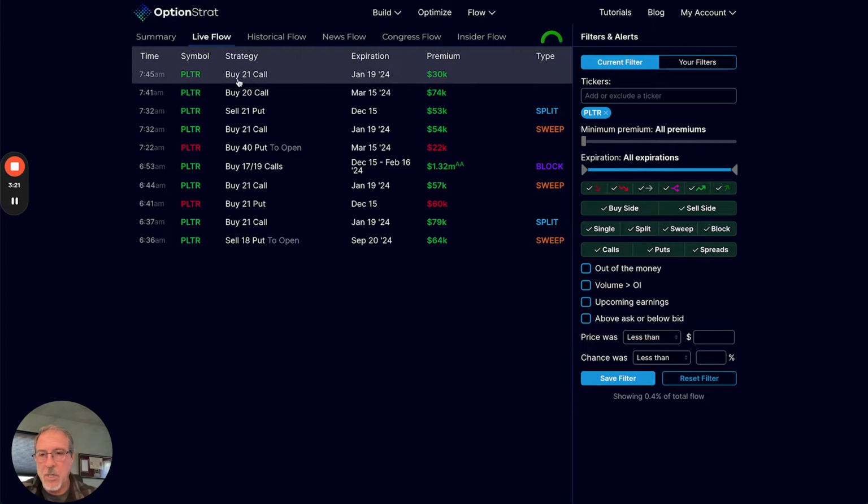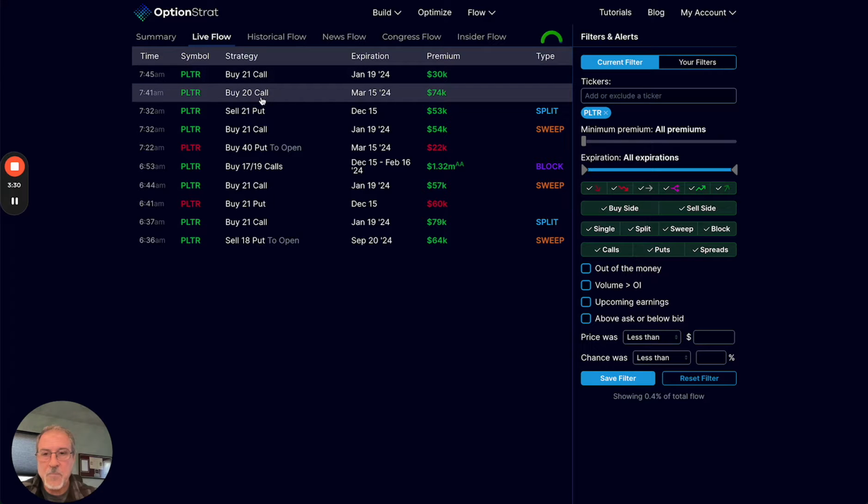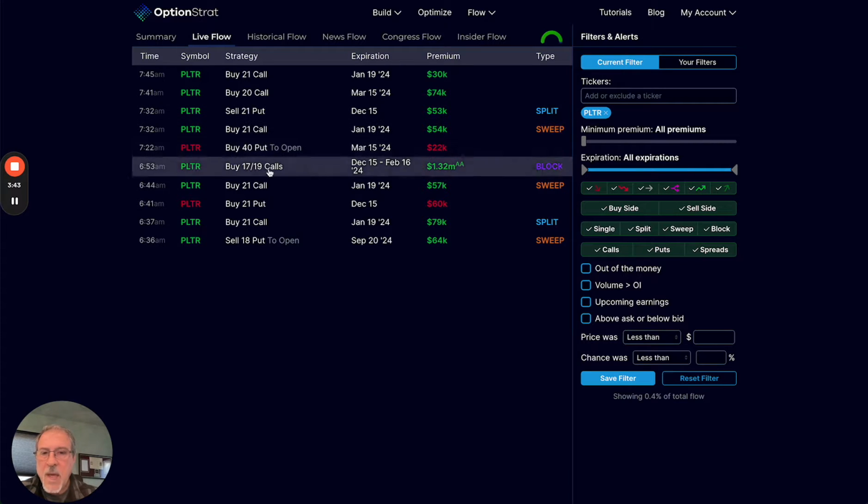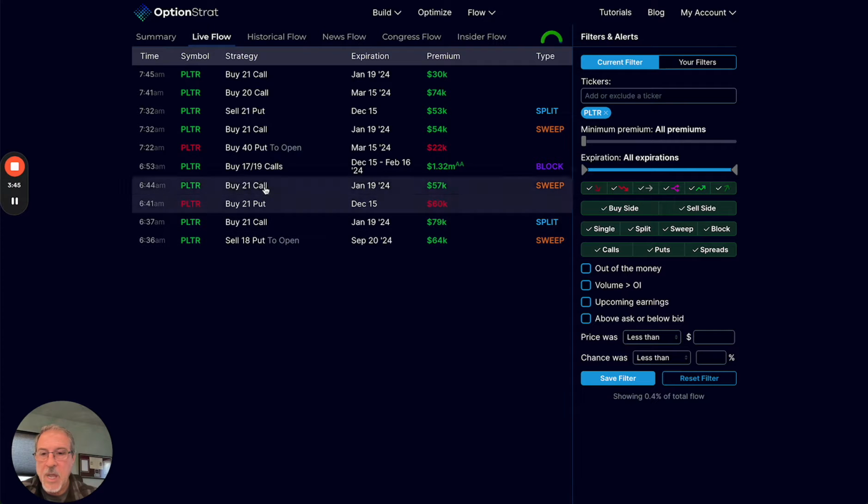But obviously lots of people are coming in here with bullish trades. They're buying the 21 calls that expire in January. Somebody just bought $30,000 worth of those. This person's buying the 20 calls. Somebody is selling the 21 put, also a rather bullish move. So anyhow, if we look through this, we can see that there's a lot of bullish action in and around, for the most part, that 20 to 21 point.